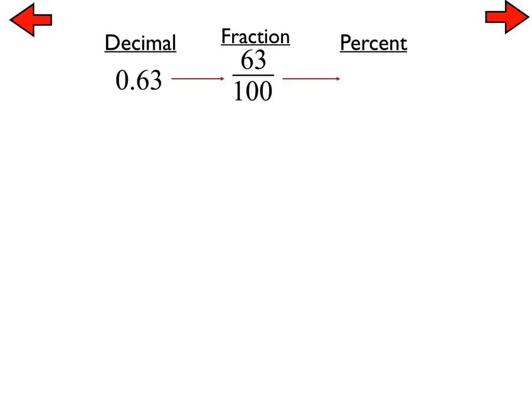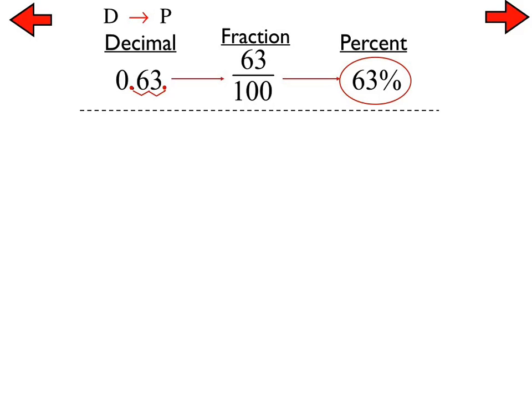And as a percent, that's 63%. Those are all equivalent representations of the same number. 0.63, we read that as 63/100, which is why the fractional value is 63 over 100. And since percent means per 100, 63 over 100 is the same thing as 63%. And one way you may have been taught in the past to go from a decimal to a percent is to move the decimal 2 times because you're really multiplying it by 100.